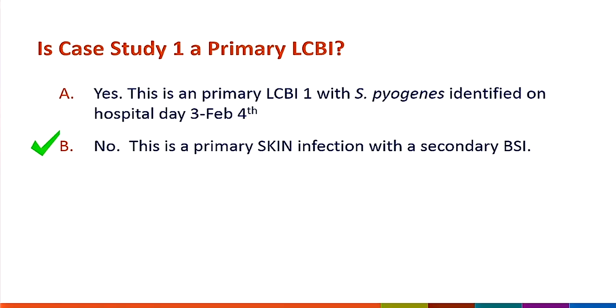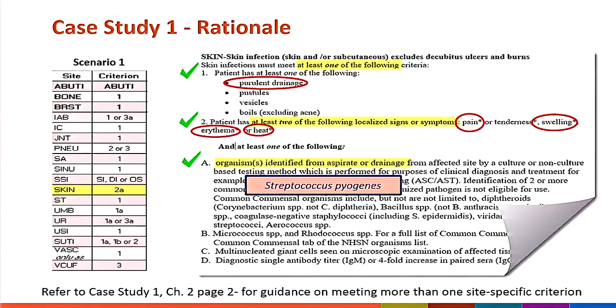The correct answer is that this is a primary skin infection with a secondary BSI, and let's look at that in a little bit more information. The patient actually meets a couple of criteria for skin. The patient had purulent drainage from the site, which is enough to meet skin criterion 1. But the patient additionally had 2 of the following localized signs or symptoms: pain, swelling, erythema, and heat, and had an organism identified from aspirate or drainage from the affected site. And again, we're looking for organisms that are pathogens, but there are some common commensals that would not be considered eligible for use, and those are listed here.